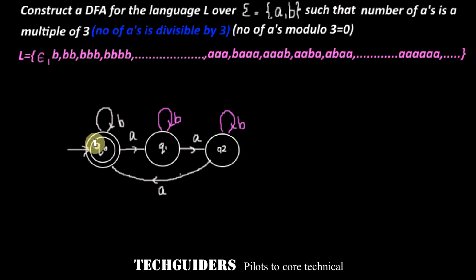So Q0 is the state which is the memory that the number of A's modulus 3 equals 0. Q1 represents number of A's modulus 3 equals 1 and Q2 represents number of A's modulus 3 equals 2. And here we need to accept the strings in which number of A's modulus 3 equals 0. So we kept Q0 as the final state.